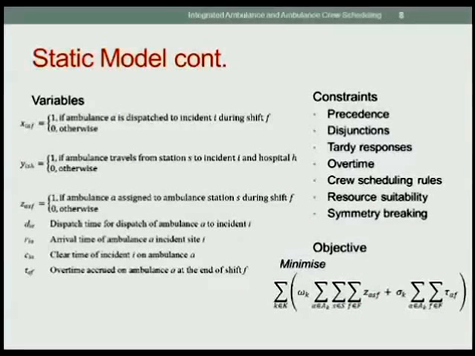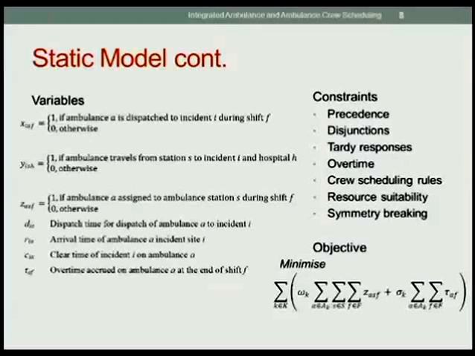I want to go through a few of the more important variables and constraints of this static model. This isn't all of the variables, but they are the ones that are most relevant for this talk today. The first three are binary decision variables that determine the assignments in the model. The first one tells you which ambulance is assigned to each incident and which shift that dispatch started during. The second one plans the path that an ambulance travels when responding to an incident.